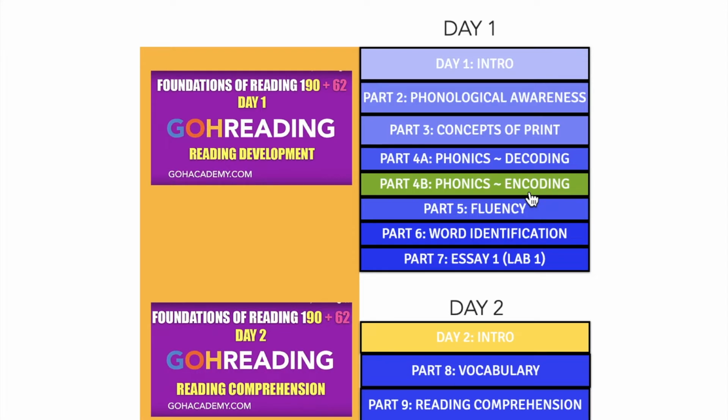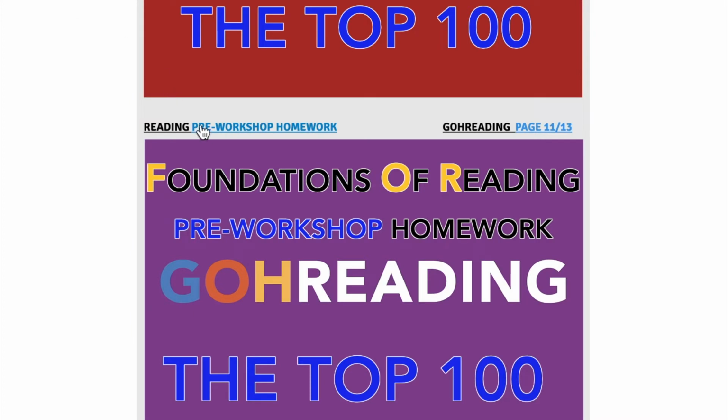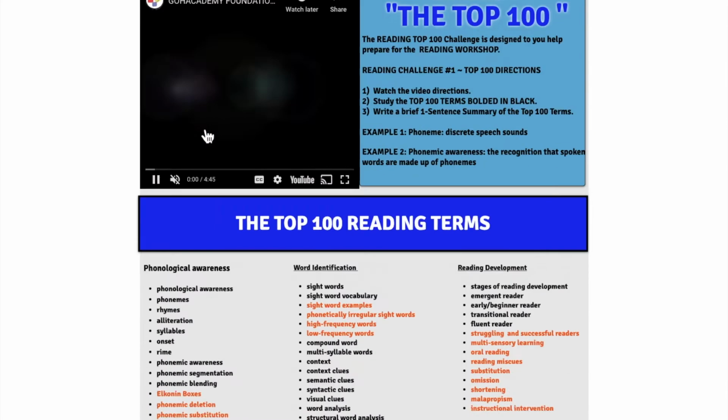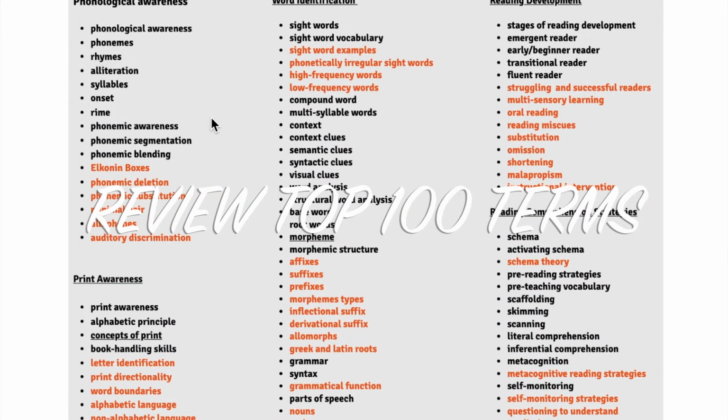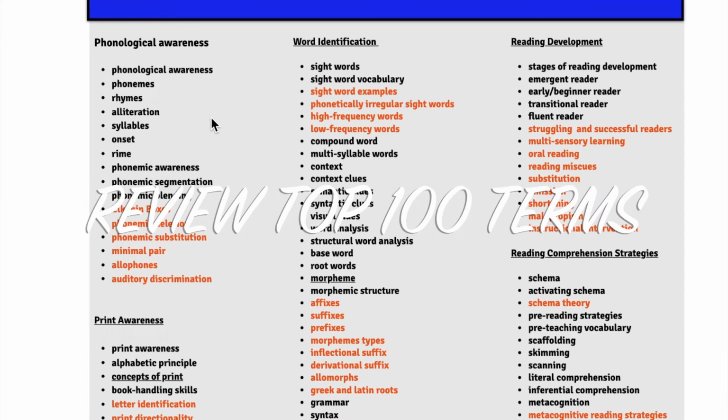I'll give you one more suggestion, and this is for anybody in the group, whether you're a reading specialist or a new teacher. I'm going to go back to the pre-workshop homework page real quick. Click on this link for pre-workshop homework, and on this page it has the terms. You can go through these terms again as a 3rd activity. Sometimes this might be the simplest and the best one to do.